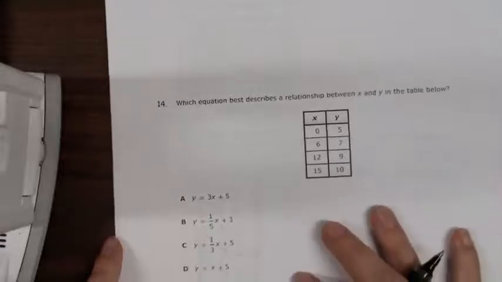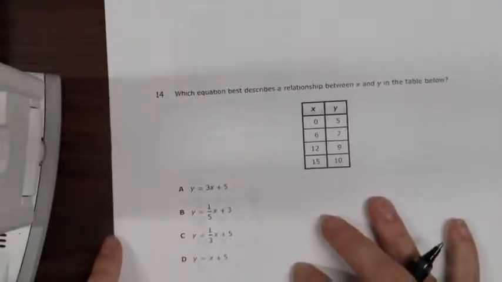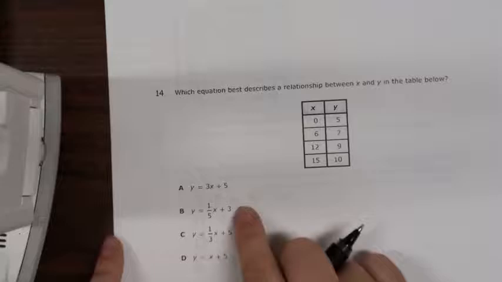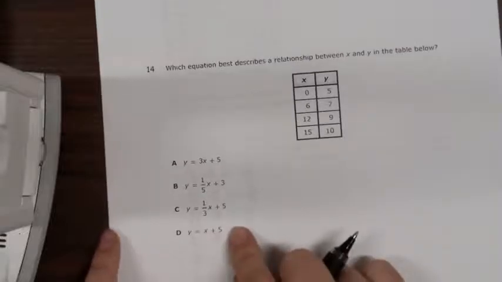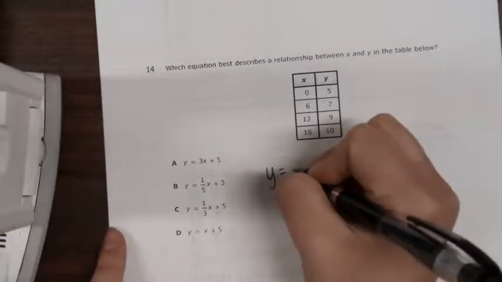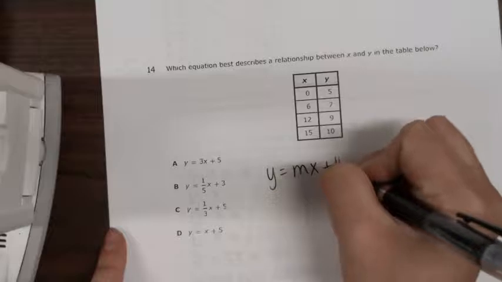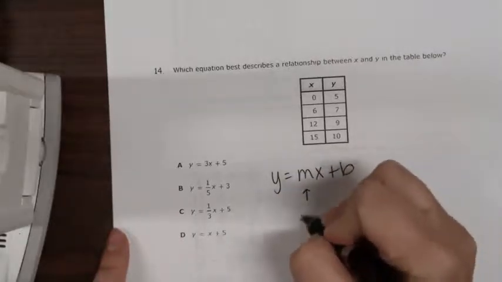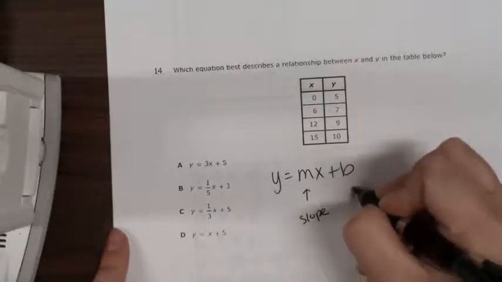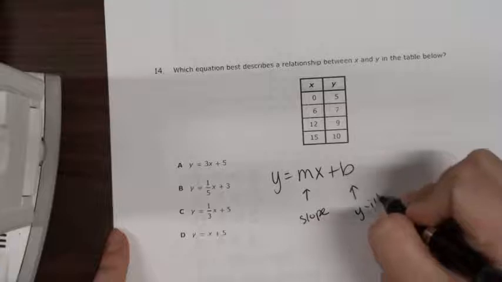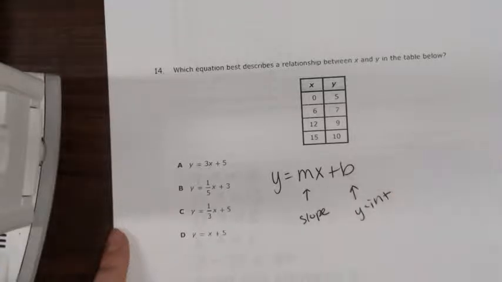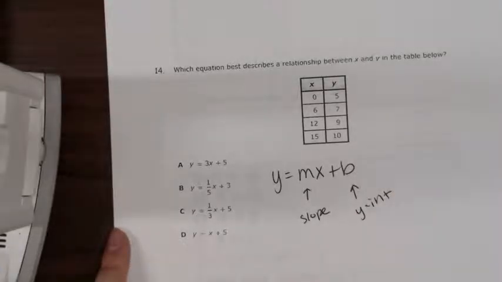Okay, problem number, did I skip 13? I guess I did. Problem 14. Which equation best describes the relationship between x and y in the table below? Every single one of these is written in slope-intercept form, which is y equals mx plus b, where m is our slope and b is our y-intercept. Remember, I have that super awesome mask that says y equals mx plus b is where I draw the line.